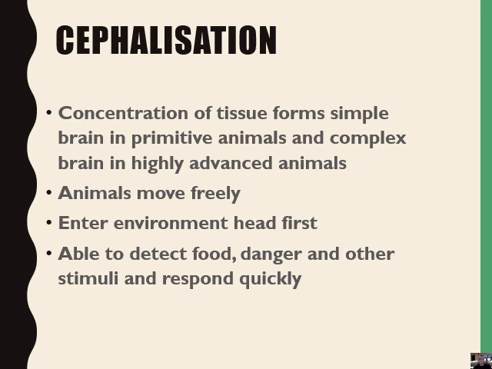So the concentration of tissue forms a simple brain in primitive animals and a complex brain in highly advanced animals. Doesn't sound like I have a very complex brain at this point. Animals move freely. They enter the environment head first. That's why a lot of very weak herbivores pop their head out first as well, to try and pick up if there's any danger, and then they go running about. So they're able to take in food, danger, and other stimuli and respond super quickly. That's why this idea of having a head is so important, especially in large mammals like us.